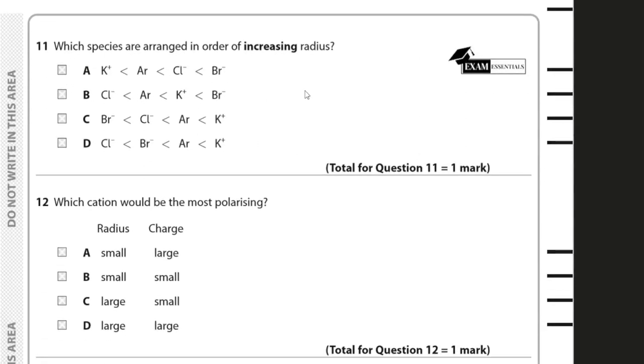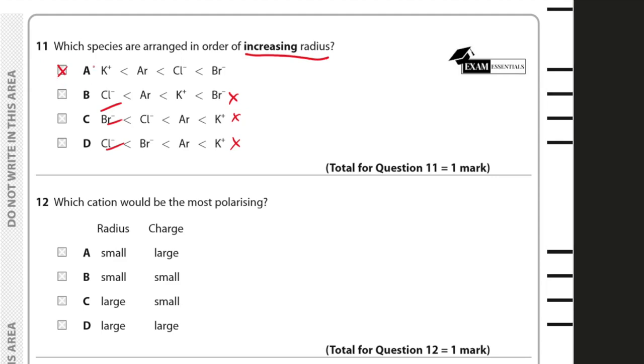Which species are arranged in the order of increasing radius? When we talk about increasing radius, at first we need to consider that whenever electrons are taken in by an atom or a molecule, the whole radius tends to increase because the force of repulsion between the nucleus and the outer electrons increases. So automatically we can say that B, C, D will be cut, eventually leading us to the only option A down here as the correct answer.